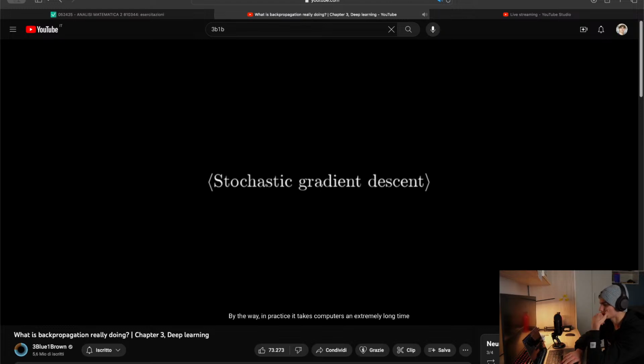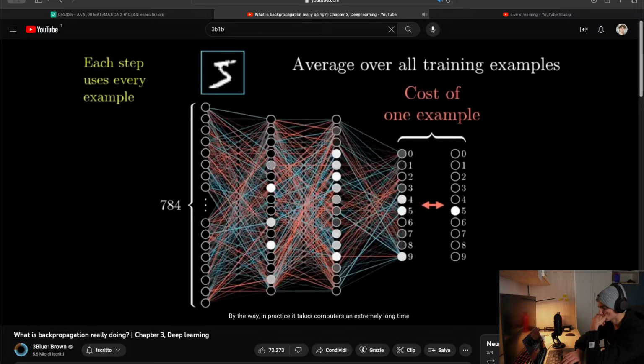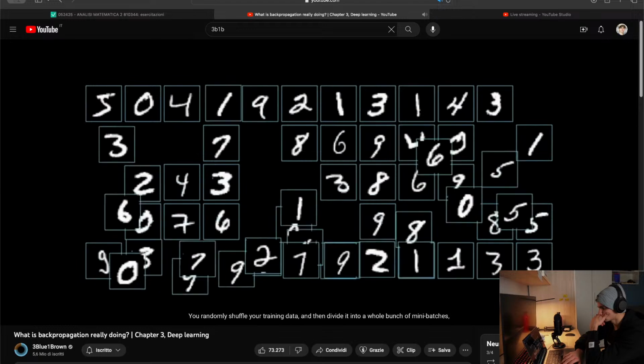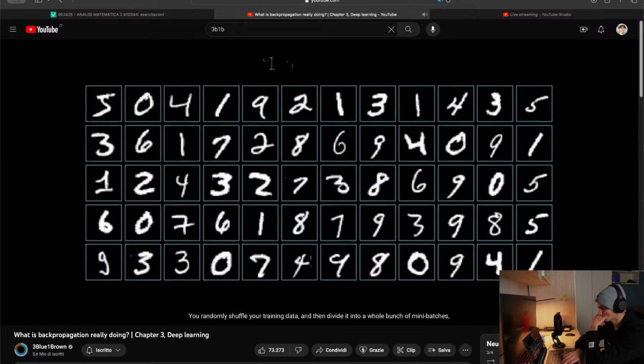By the way, in practice, it takes computers an extremely long time to add up the influence of every single training example, every single gradient descent step. So here's what's commonly done instead. You randomly shuffle your training data and then divide it into a whole bunch of mini batches.